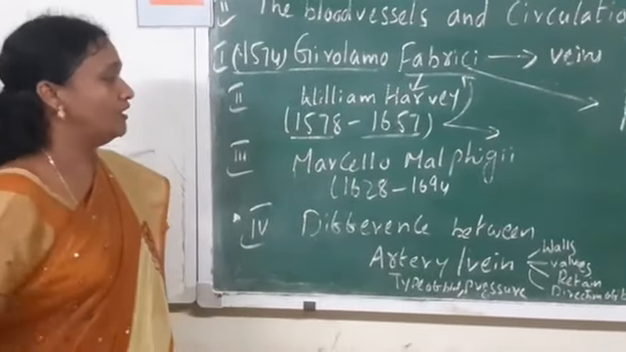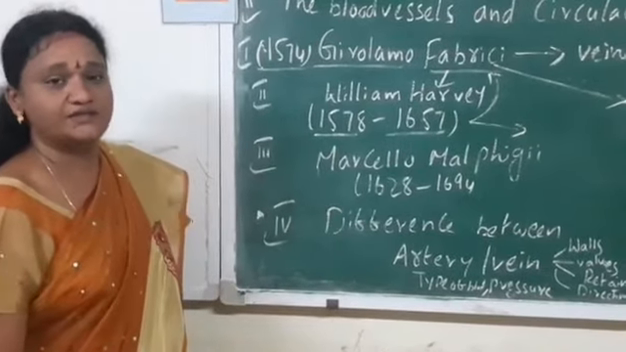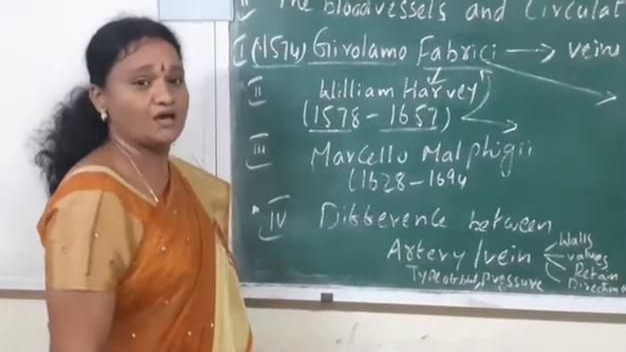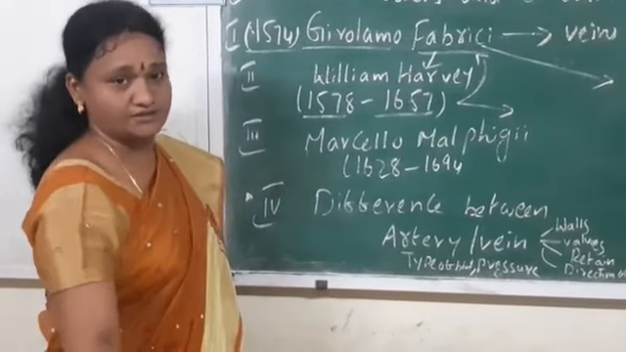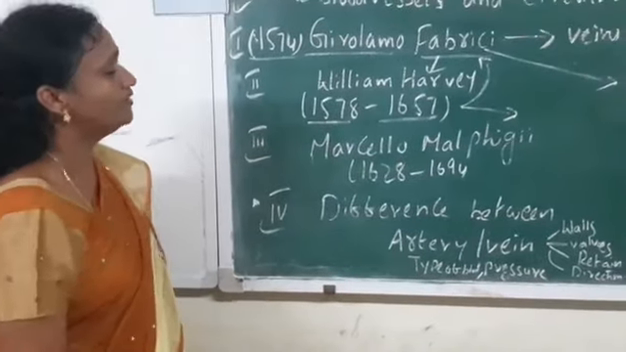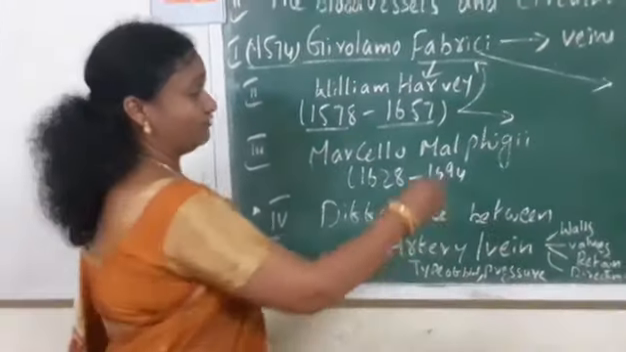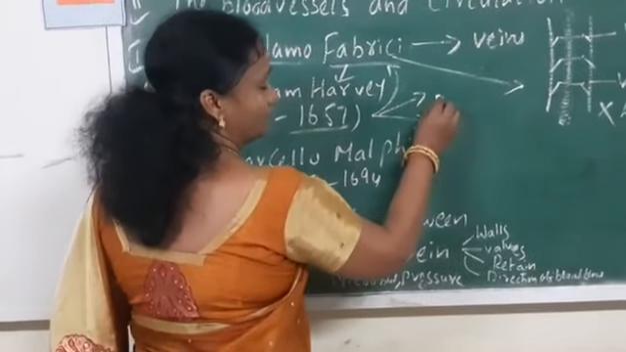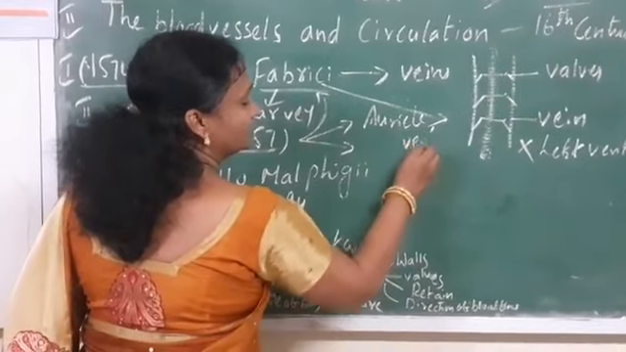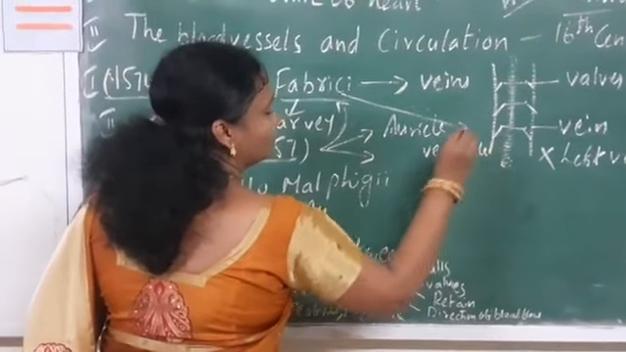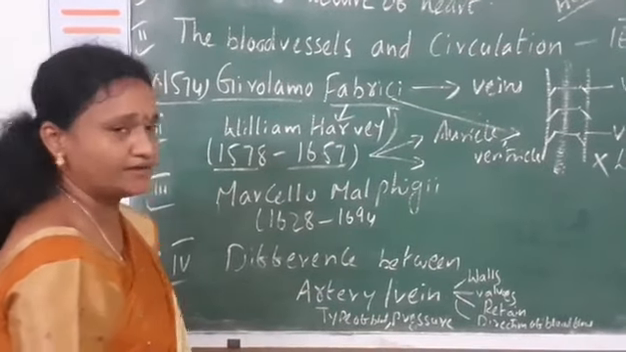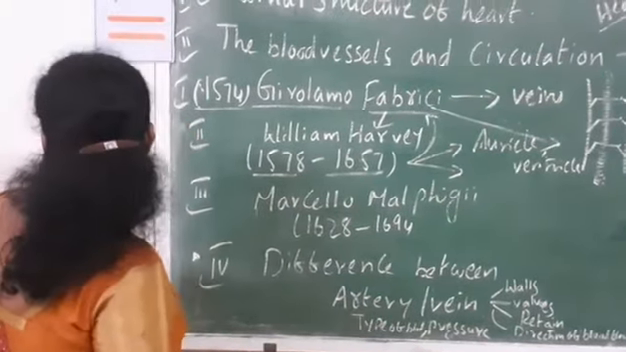But during William Harvey's period, he started dissecting the human body, and he was able to cut open a dead person's heart and explain the structure of the heart. Blood circulation was also first explained by William Harvey. He was the first person to tell that the heart contains auricles and ventricles. The upper chambers are called auricles and the lower chambers are called ventricles.